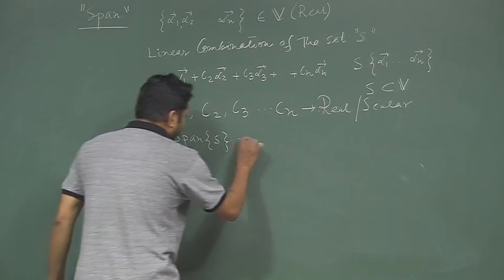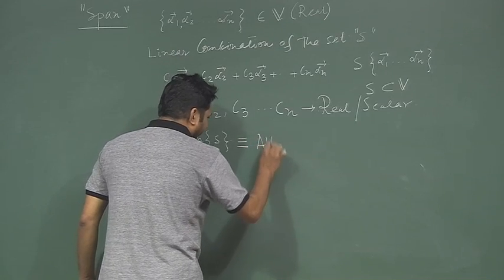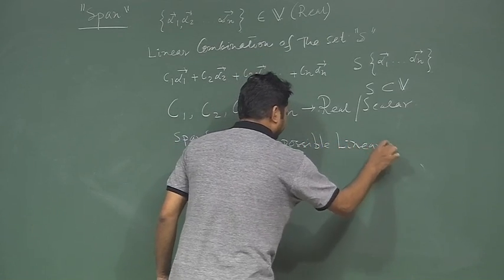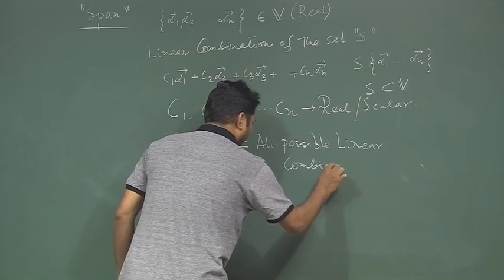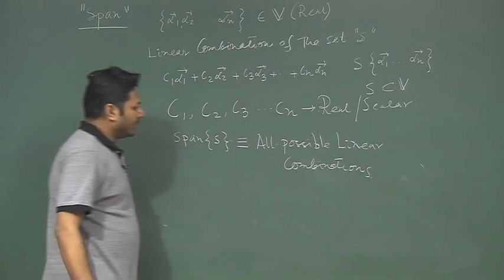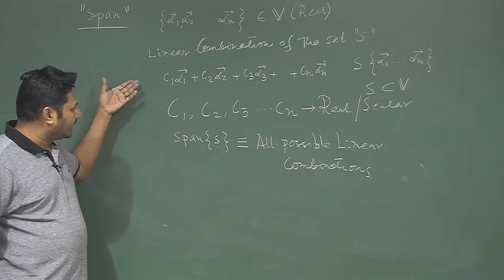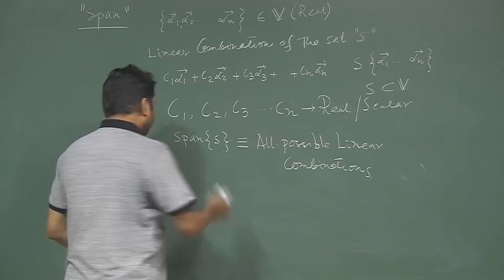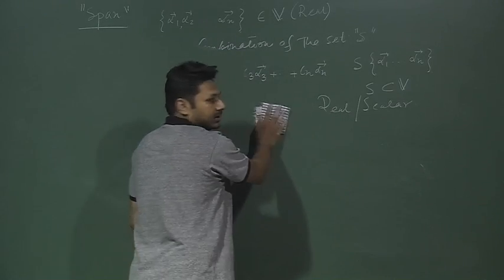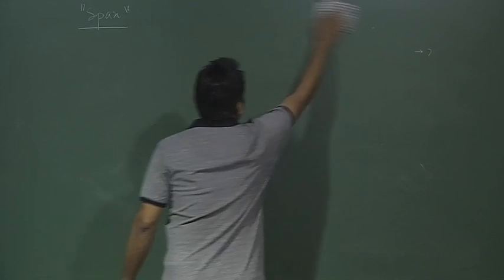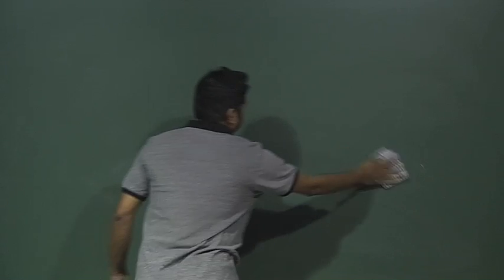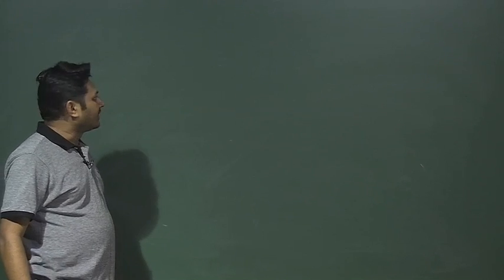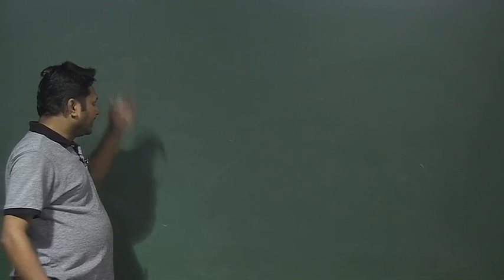So, span of these things is not equivalent to just one, but to all possible linear combinations. Span of S means all possible linear combinations. That means whatever values C1, C2, Cn I like, this is basically forming a span. So, let us take some example. This is just the definition.